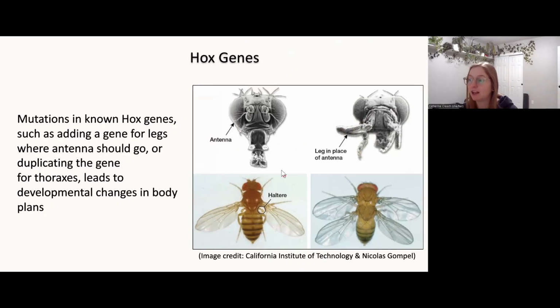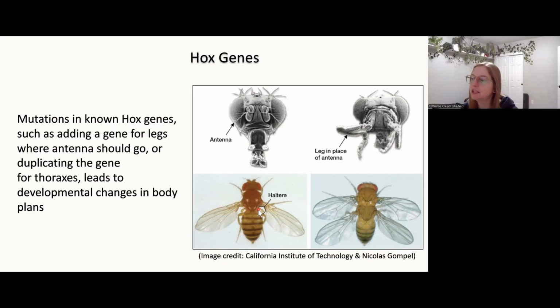Here we have a fly. Flies have this little balancing structure called a haltere. It's like when your cat runs and swings its tail back and forth. That's what these do for flies: they help counterbalance the fly while it's flying.